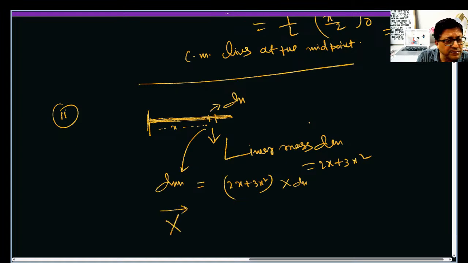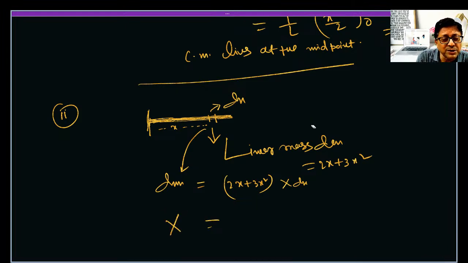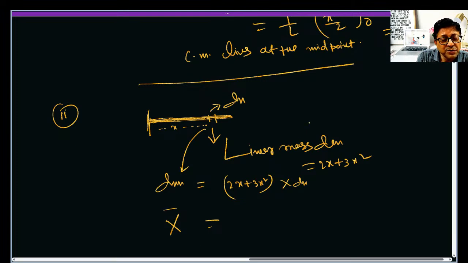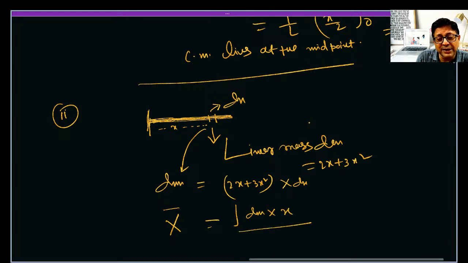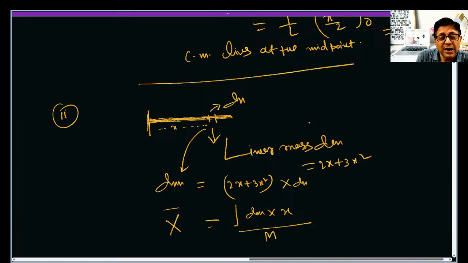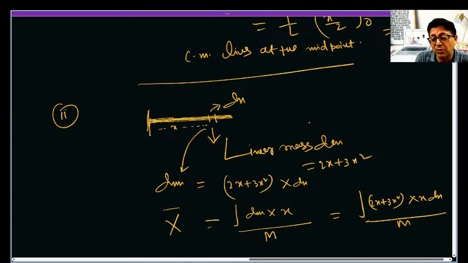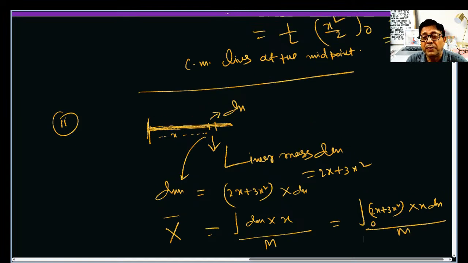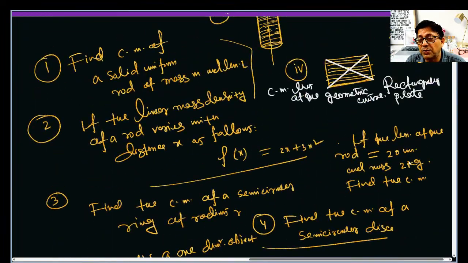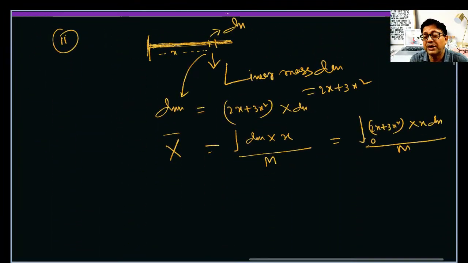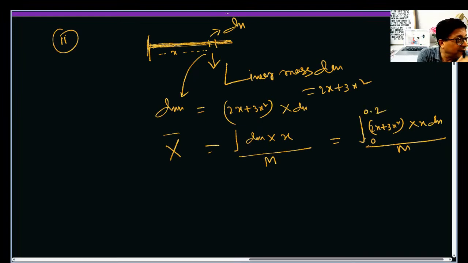Now after this we have to find x bar. This is also a one dimensional object. X bar, what's the formulation? This will be integration of dm into x by total mass. And what will be the limit of integration here? This into x dx by total mass. What is the limit of integration? Because x is changing from 0 to 20 centimeter, so integrate from 0 to 0.2. Clear? So this you have to integrate.